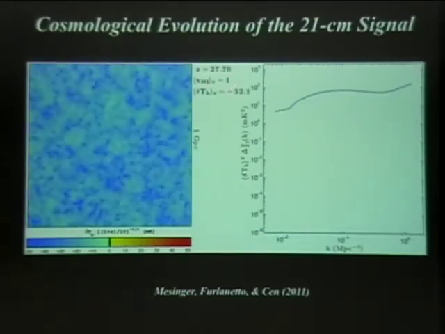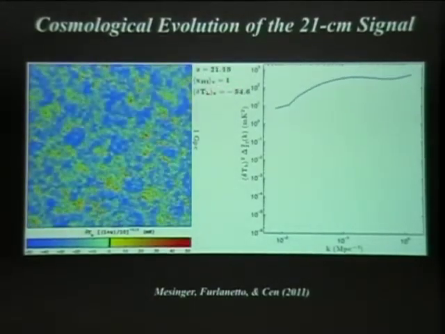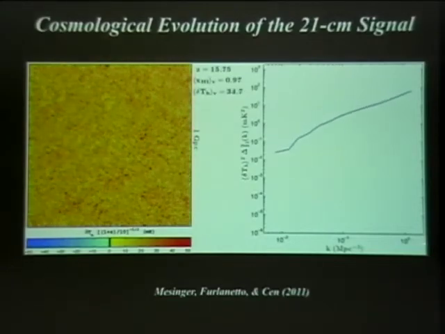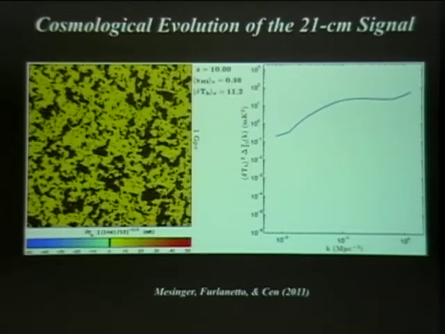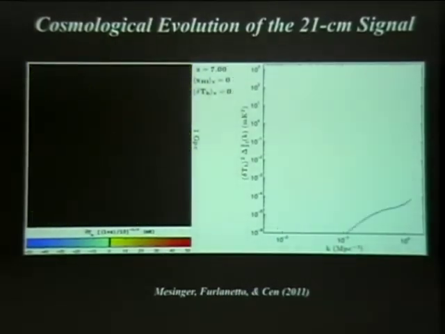The neutral fraction is still unity at those high redshifts. This is the brightness temperature as a function of wave number. And now it starts to get ionized. And you can see here that the holes eat up the hydrogen everywhere and the signal disappears eventually.